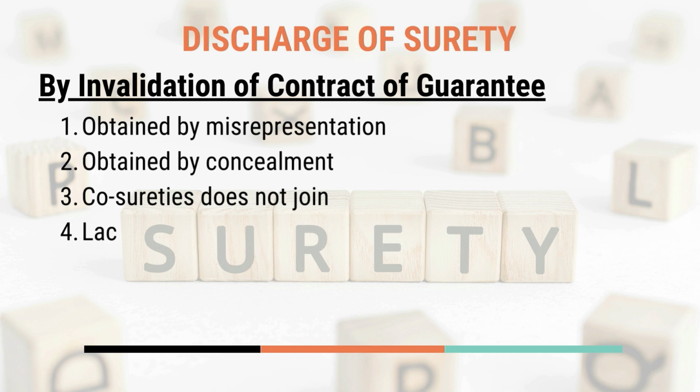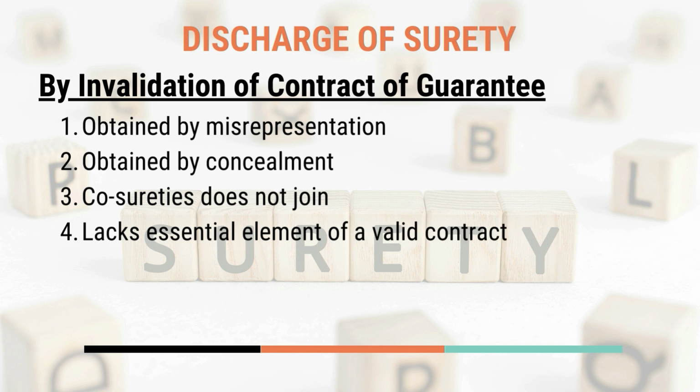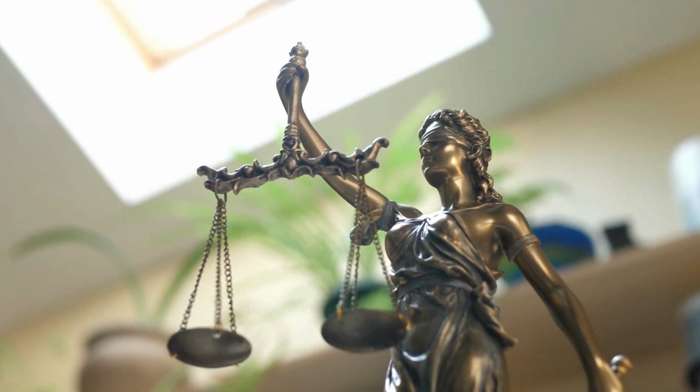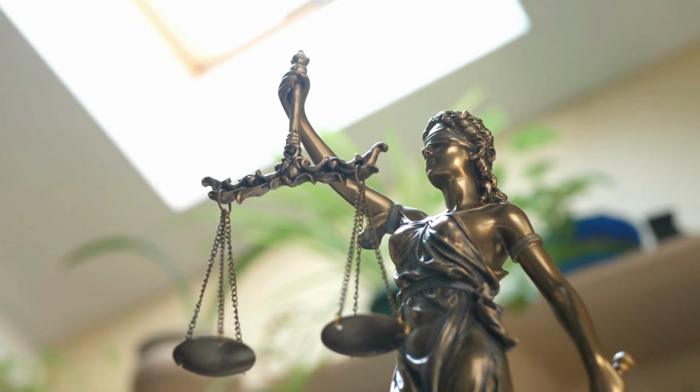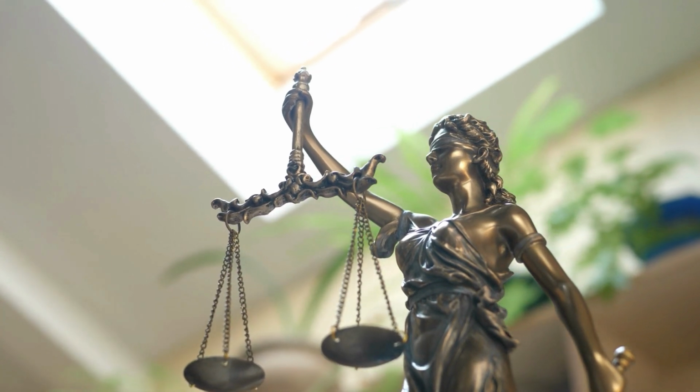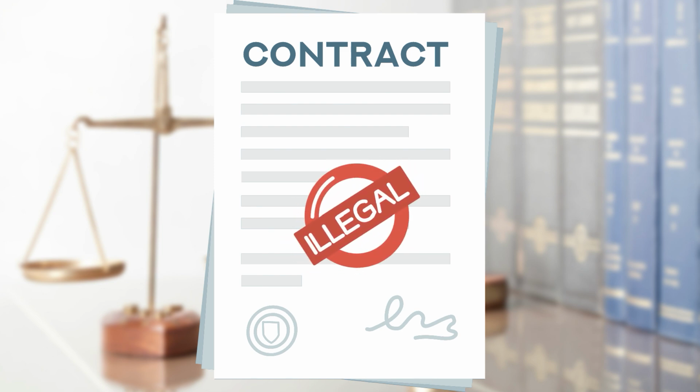Fourth is when they lack essential elements of a valid contract. That means if at any point of time the contract of guarantee is not suitable and matching with sections 1 to 75 of the Indian Contract Act 1872, in that case, it will be assumed the contract of guarantee is not a legal contract anymore.